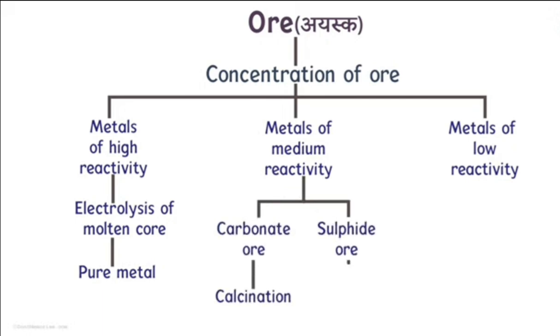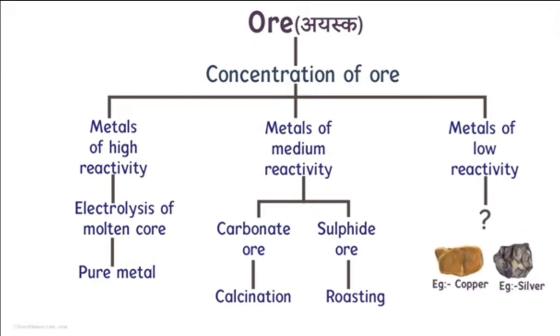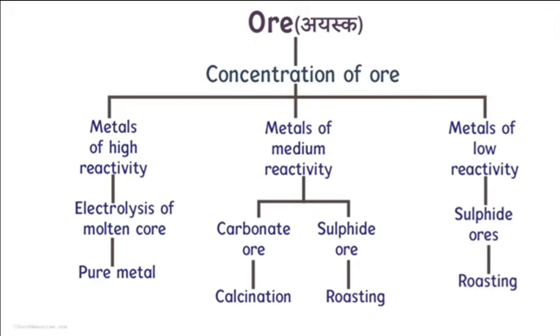For the medium reactivity, we have carbonate ore and sulfide ore. And what about the metals of low reactivity? For example, gold and silver are found in the free state, but copper and silver are found in the combined state as sulfide ore.